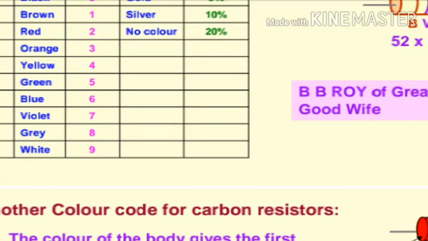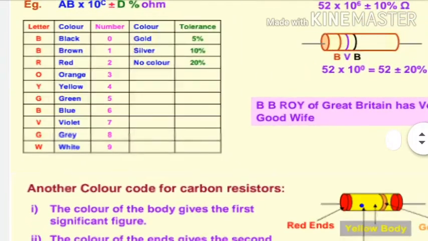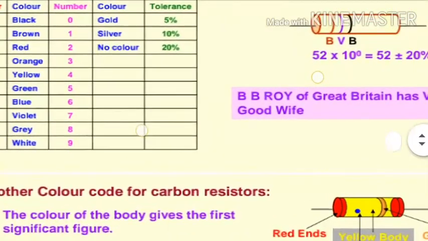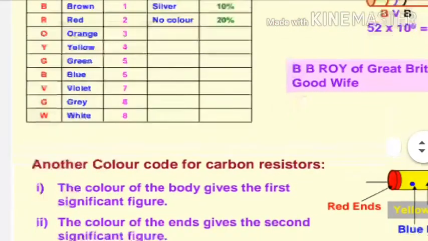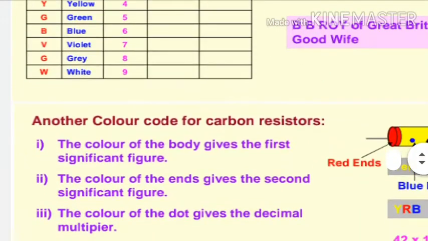With the help of this we can easily guess the assigned value for each color, and the learning method is B.B. Roy of Great Britain has a very good wife. Okay, this is very simple and you can easily learn it.